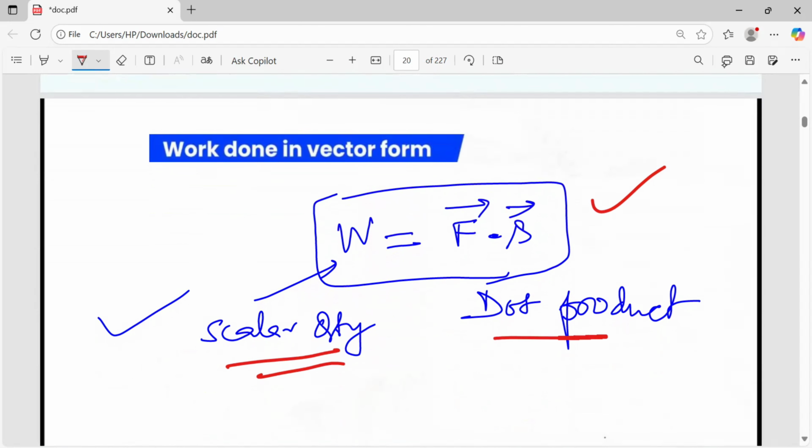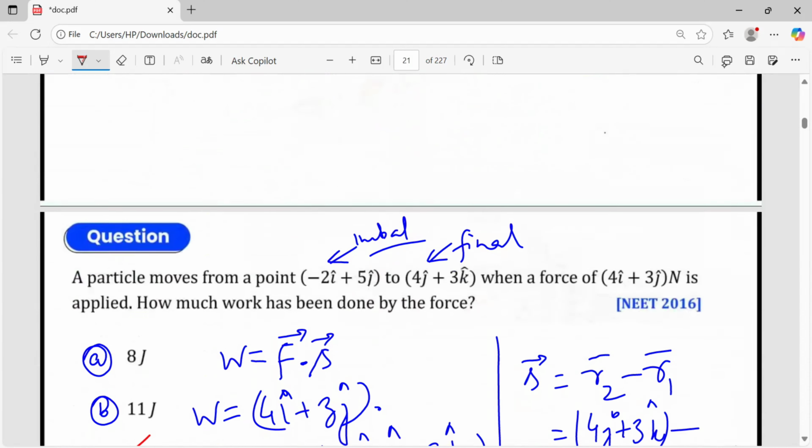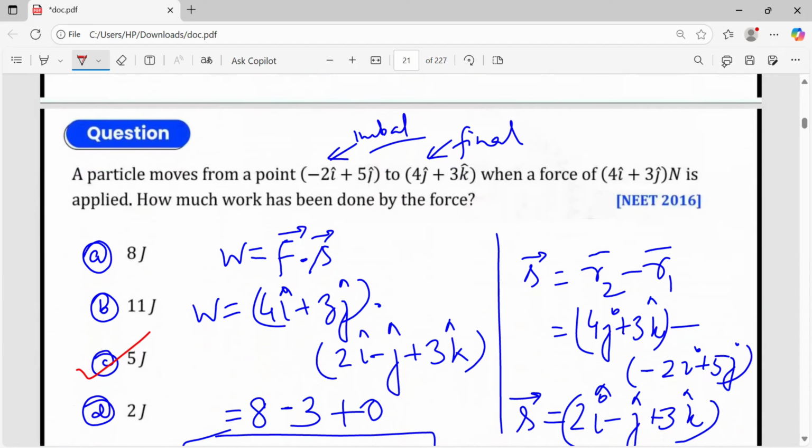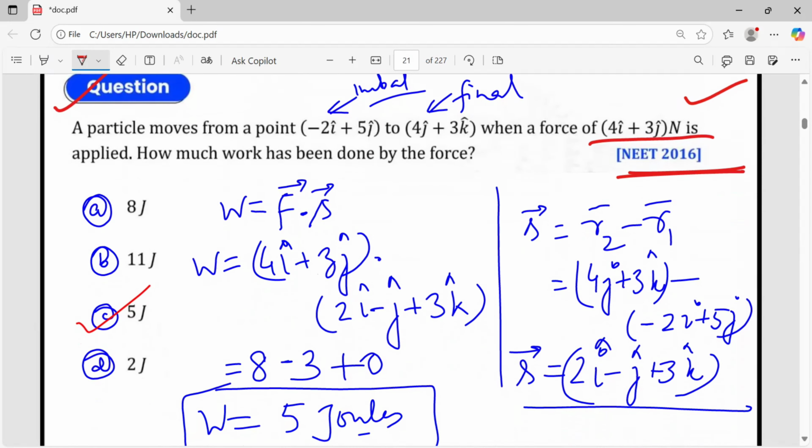Okay, now work done in vector form. What is the meaning of work done? Work is a scalar quantity and is the dot product of two vectors, one is force and another is displacement. So let us work out some certain problems so that you can easily understand. This is a NEET 2016 question. A particle moves from a point minus 2i cap plus 5j cap to 4j cap plus 3k cap when a force of 4i plus 3j newton is applied. How much work has been done by the force?